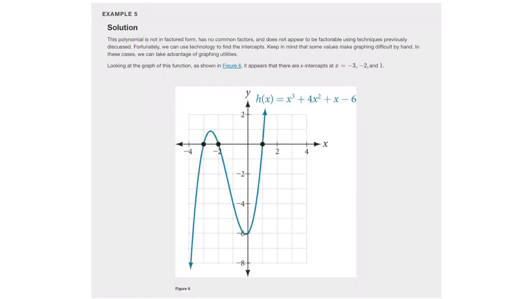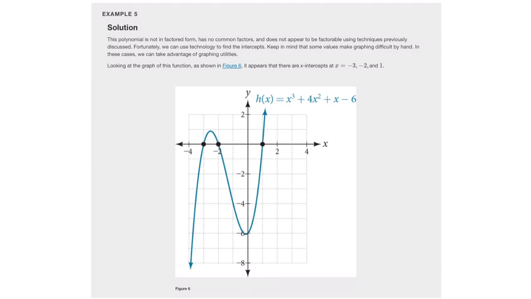Okay. So this has no common factors and does not appear to be factorable using techniques previously discussed. Fortunately, we can use technology to find the intercepts. Keep in mind that some values make graphing difficult by hand. In these cases, we could take advantage of graphing utilities. So look at the graph of this function. It appears that there are x-intercepts of -3, 2, and -2 and 1.